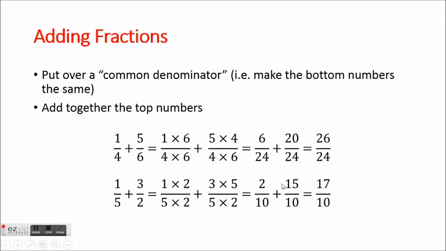So we have 2 over 10 plus 15 over 10. Now because these 10s are both the same on the bottom, that means we can add them. So we have 2 plus 15 over 10, which is 17 over 10.